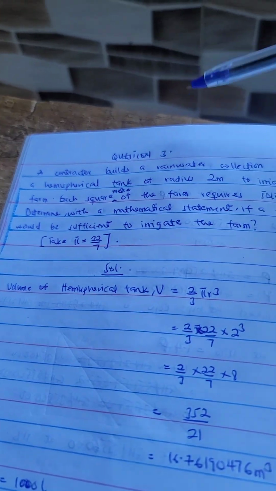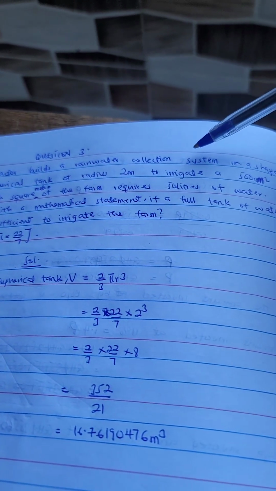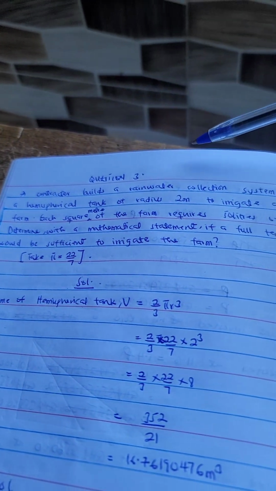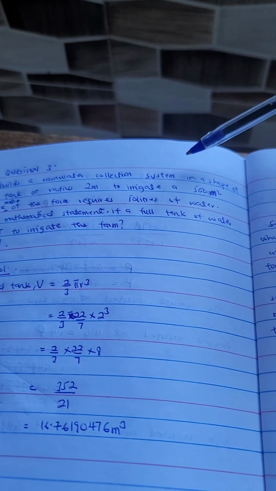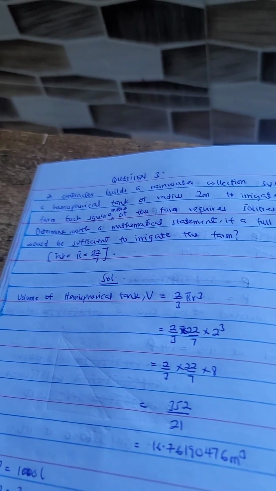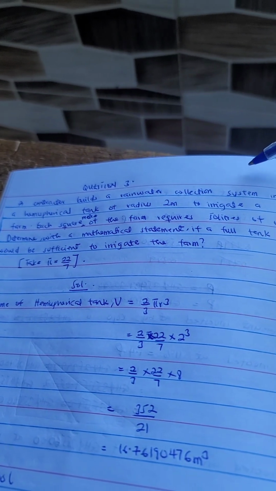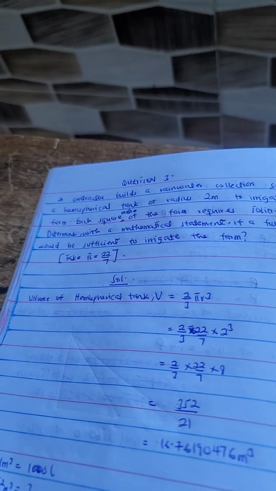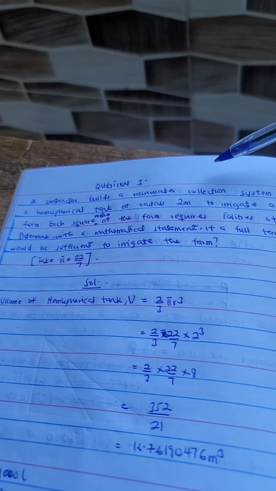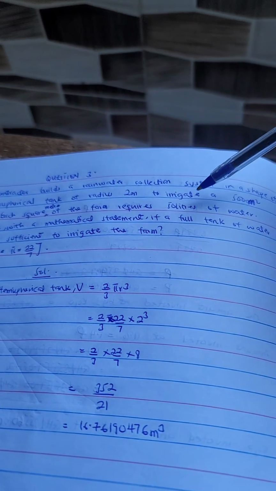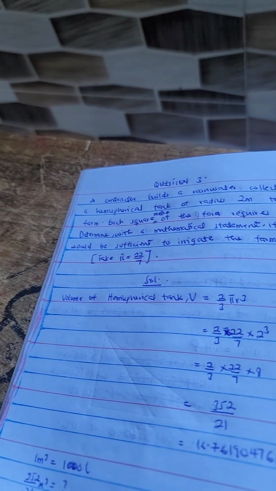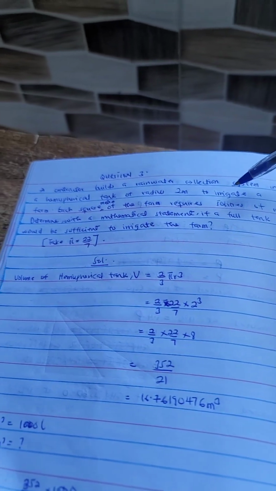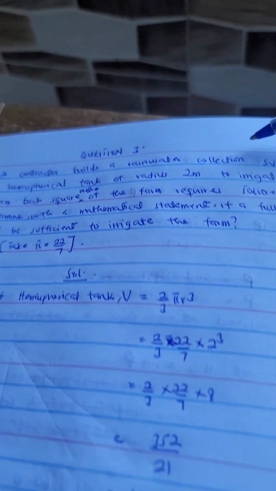Okay, question 3 goes: a contractor builds a rainwater collection system in the shape of a hemispherical tank of radius 2 meters to irrigate a 500 meter squared farm. Each square meter of the farm requires 50 liters of water. Determine with mathematical statements if a full tank of water would be sufficient to irrigate the farm. Take pi to be 22/7.